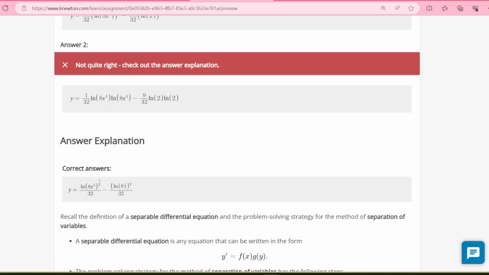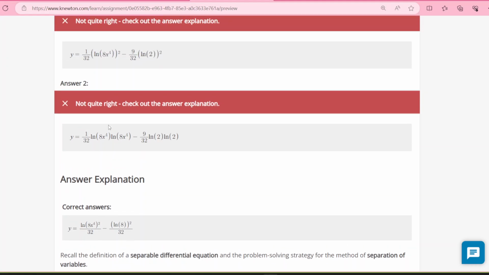So I had an extra set of parentheses. See, look at this. I had the natural log of 8x to the fourth, and then that squared. They got that here, times 1/32. Minus, and then again, this natural log of 8 is also 3 times the natural log of 2, so this would be squared. That'd be 9 times the natural log of 2 squared over 32. So what I had initially is correct.